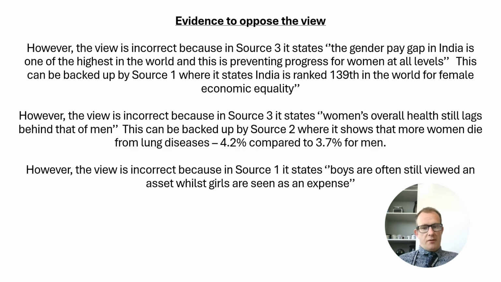Okay, so now we do the oppose review. So at the top, write down that heading. Again, like I said, for the marker, it's easy to mark, it's laid out, it's well organized. So women are not making progress. This opposes the view. Paragraph 1, the gender pay gap is very high in India. Source 3, and source 1 backs that up about India being ranked quite low for female equality in the world. That's 2 marks. Paragraph 2 looks at health.